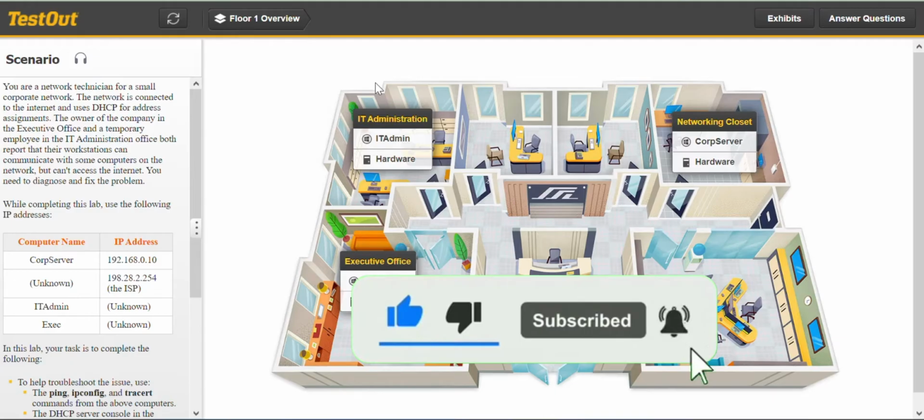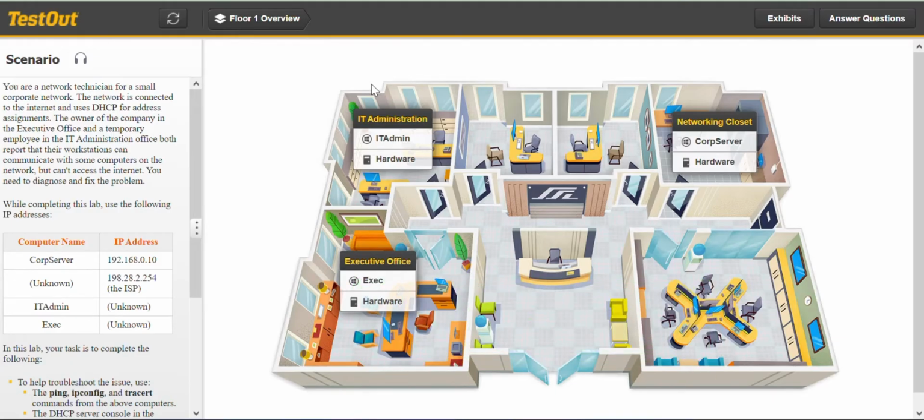Troubleshoot IP Configuration 2. So this is the second step, or second phase, of troubleshooting IP configuration, second lab. So you can read all that above.